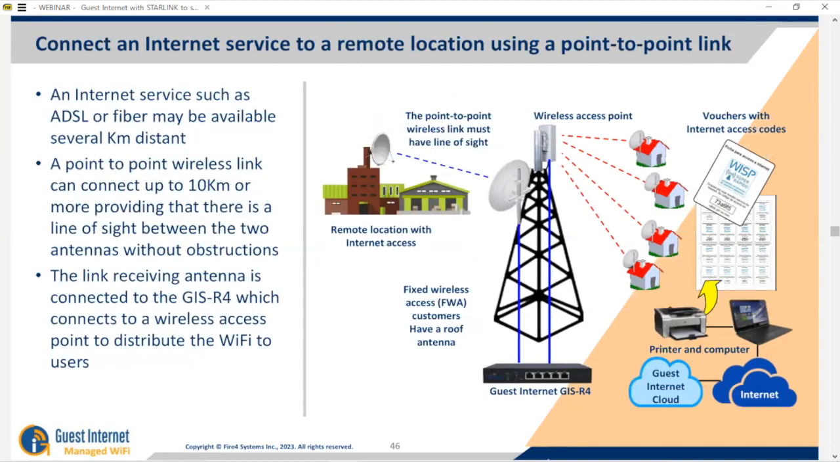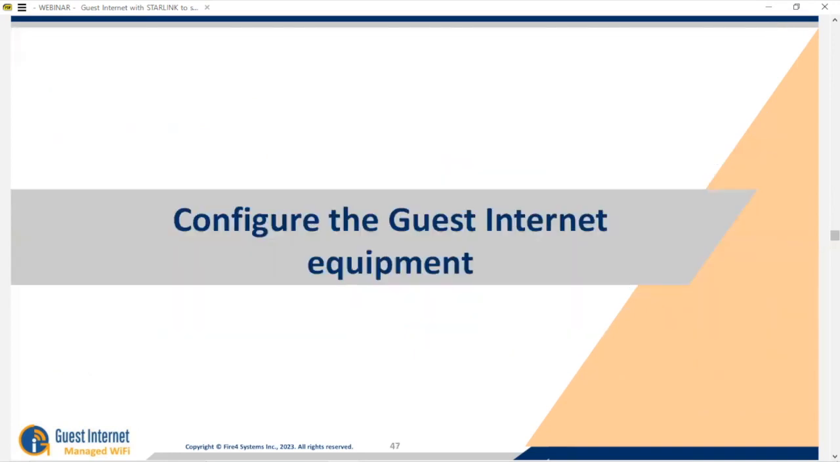We can also get a point-to-point link from a remote location. So we may have a distant location where we do have a connection to the internet, maybe a fiber connection. And so we can set up a point-to-point link, providing that we have line of sight to the community that we want to provide the internet service for. So those are some alternatives that may be interesting to some people.